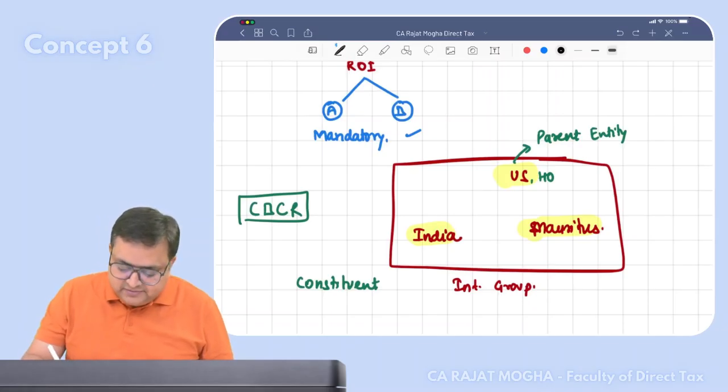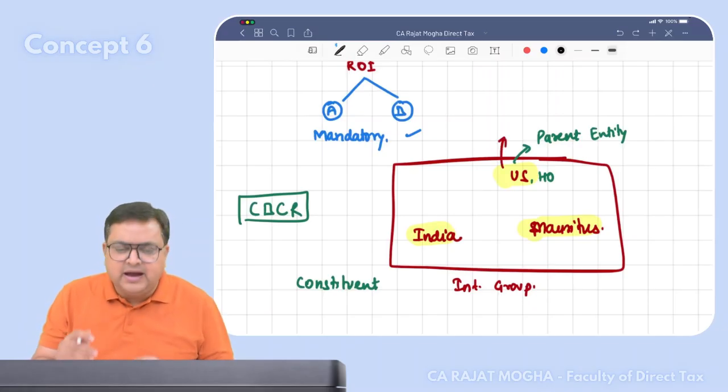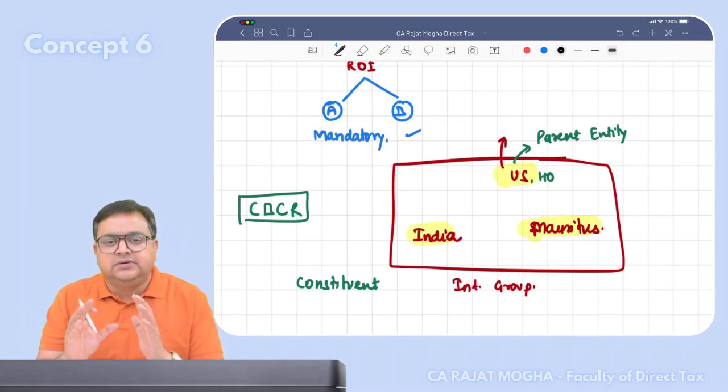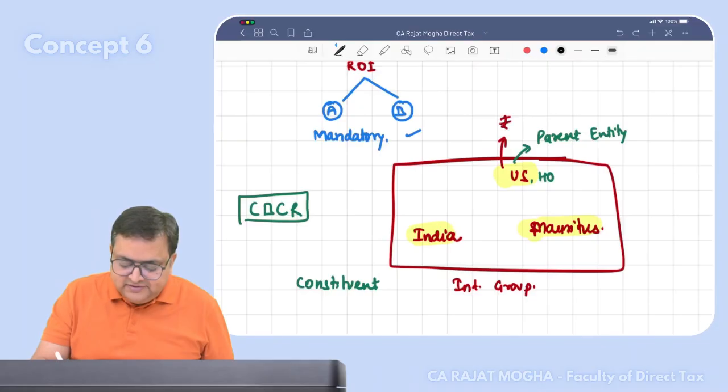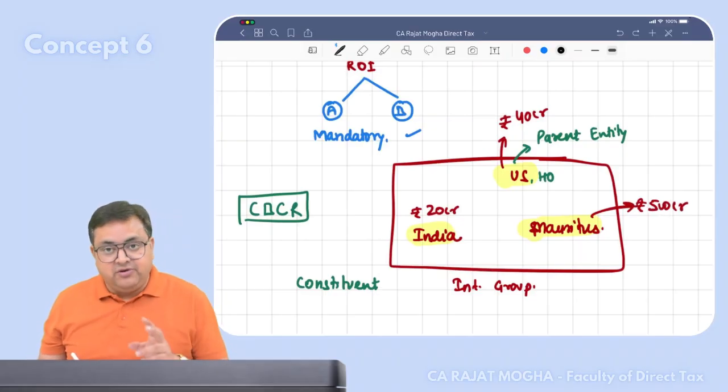Let's say, for example, I'm telling you in the denomination of Indian rupees. Let's say, for example, in US, they say that our revenue is 40 crores. In India, they say that our revenue is, let's say, 20 crores. And in Mauritius, they say that their revenue is 500 crores. Okay. In Mauritius, significant revenue. Okay. Tell us about the revenue.